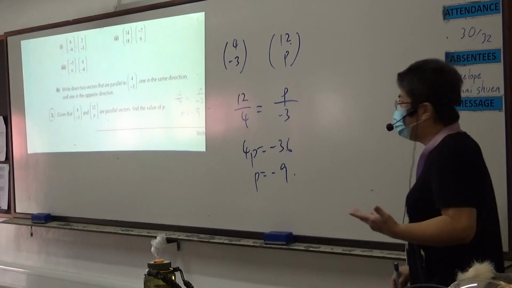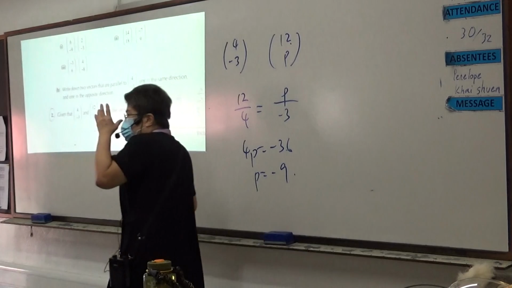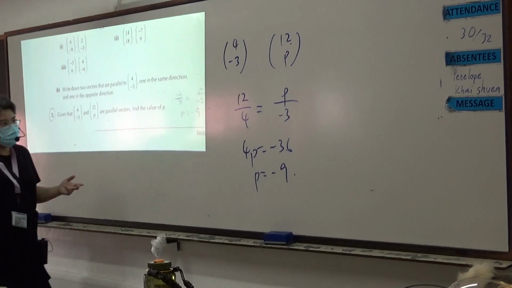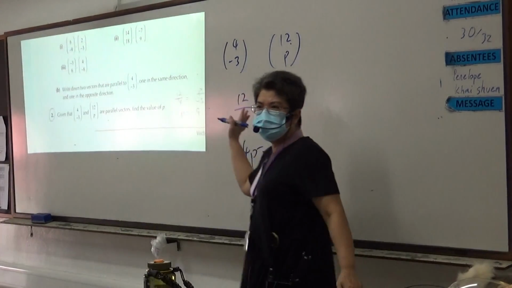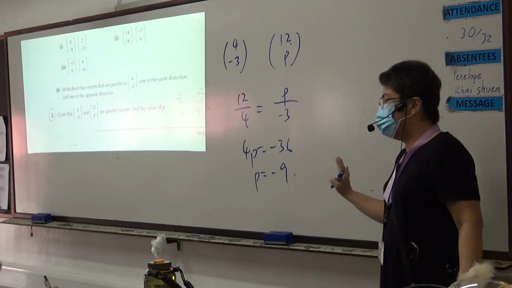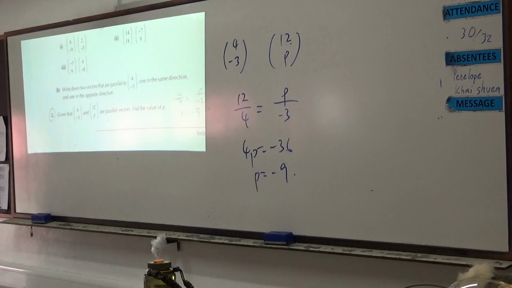This is how you do it. Rather than to go and find a scalar is very difficult. Do you understand what I'm talking about here? Yes or no? Yes, okay, so the answer is negative 9. Can you use this method always when they tell you it's parallel? Just take this over this and this over this. It will be correct. Okay? Alright.